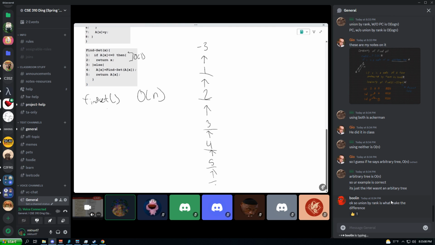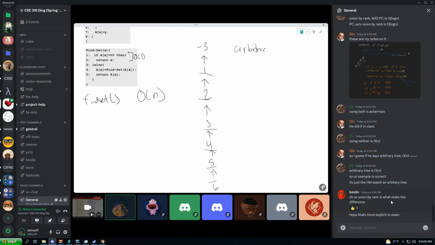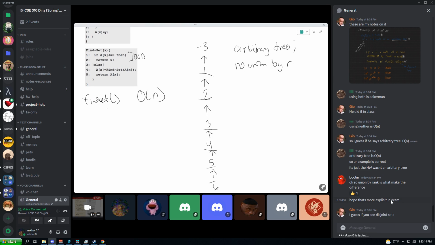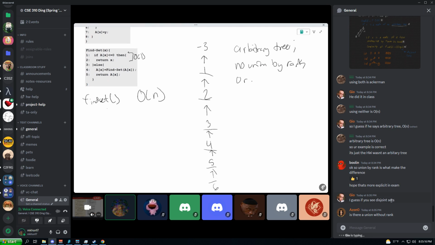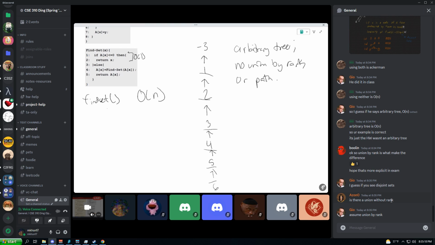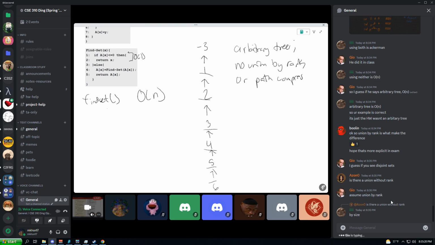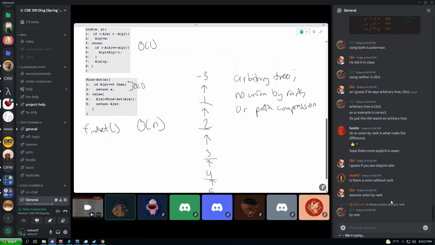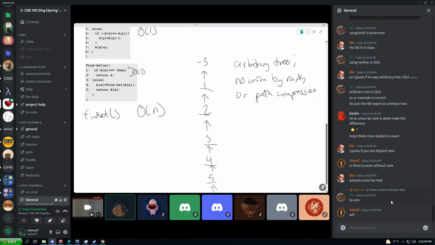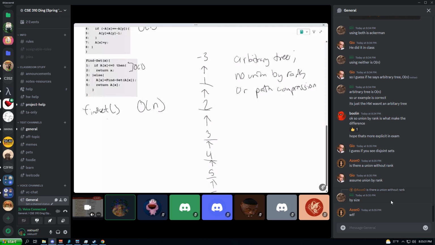I'll clarify it here. Arbitrary tree. No union by rank. Or path compression. Okay. Yeah, this would be Findset if you're not compressing and no other modifiers.